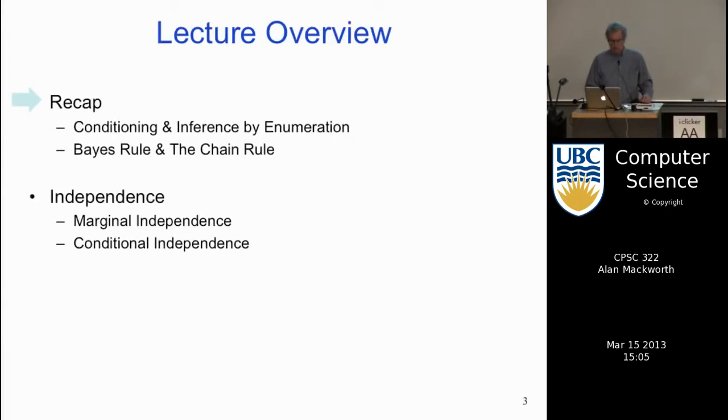So again, we'll do a quick recap. We talked about conditioning and inference by enumeration. And we talked about Bayes' rule and the chain rule of probabilities. So we'll quickly go over those again. And if you didn't understand them last time, maybe you will this time. If you don't, ask.